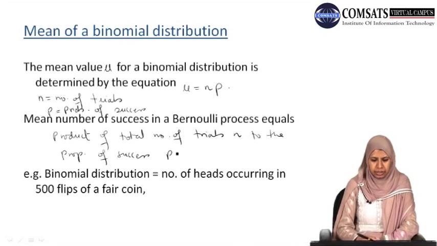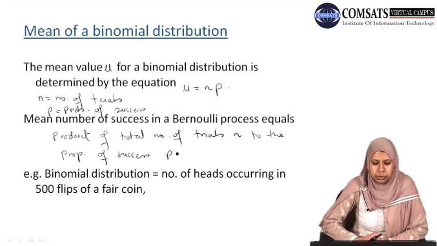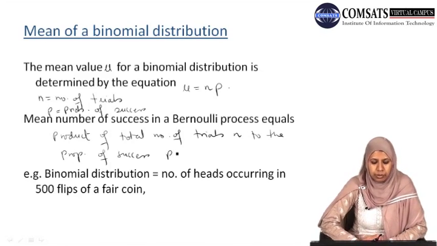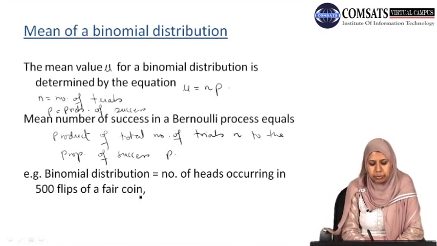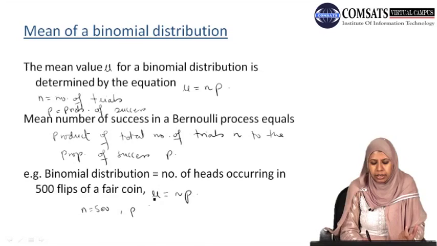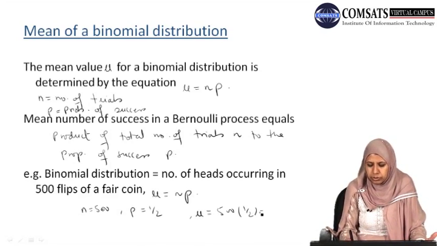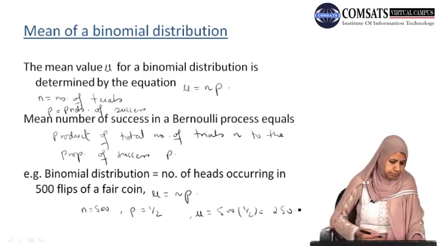For example, if we have a binomial distribution about the number of heads occurring in 500 flips of a fair coin, then the mean in this case will be equal to n into p, where n is equal to 500 and the probability of obtaining a head in each trial is 1/2. So the mean in this case will be 500 into 1/2, which is 250.